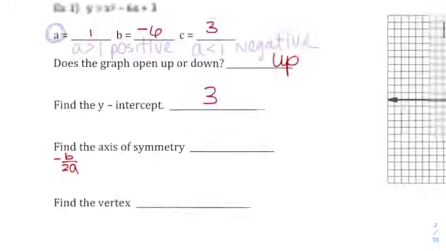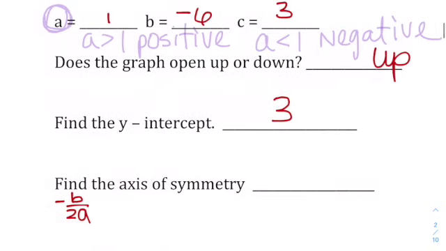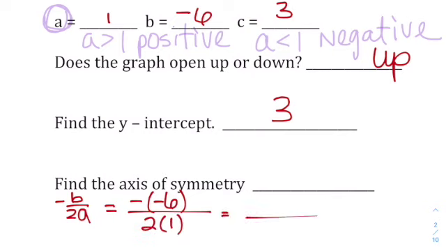And I had you guys write down what your a and b and c are last time, so it's really easy just to plug it in. So negative of -6, please write down the step of what number you plug in. It's very important. 2 times 1. And then you have positive 6 over 2. And then that 2 right here is going to reduce it. 6 divided by 2 is going to give you 3. So that means your axis of symmetry is x equals 3.